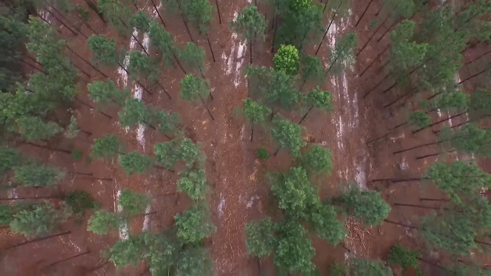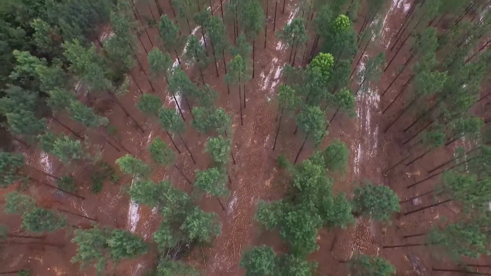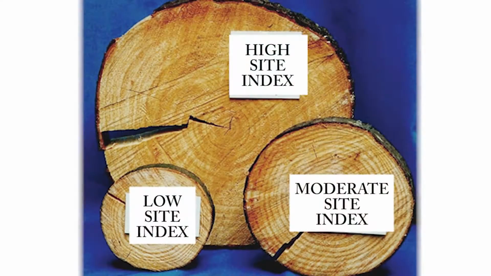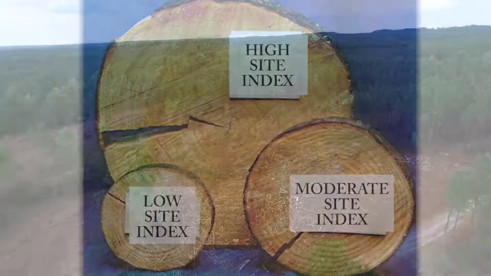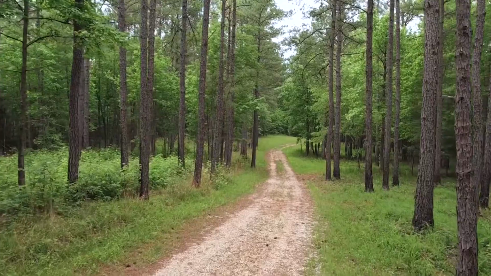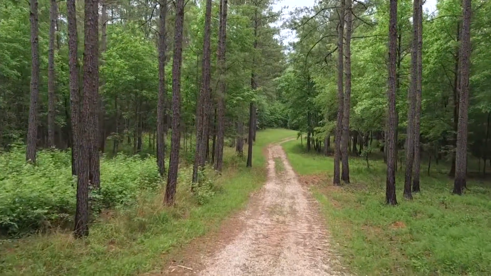Site index, as a measure of actual or potential forest productivity, is used as an indicator of site quality. It can be used to estimate tree volume production and is site-specific, based on average height of dominant and codominant trees. The higher the site index, the better the tree will grow and thrive.